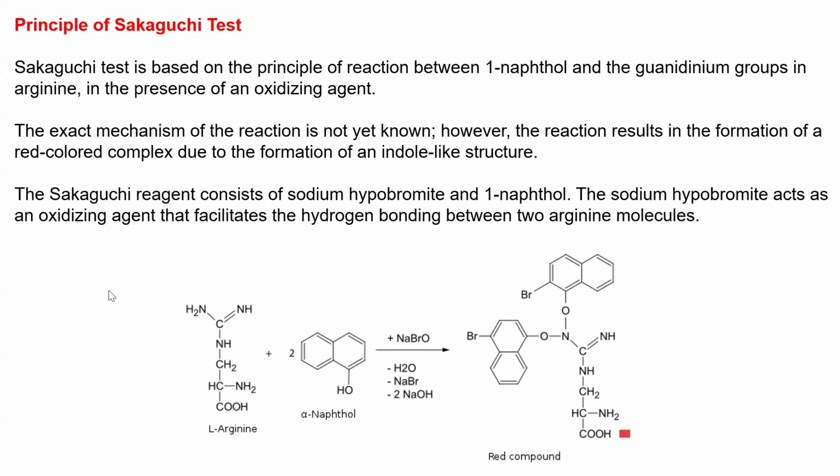So the Sakaguchi's reaction consists of hypobromite and 1-naphthol. And of course, the sodium hypobromite acts as an oxidizing agent that facilitates the hydrogen bonding between the two arginines. So you have the arginine and you have alpha naphthol. So two molecules of alpha naphthol react with a guanidinium group of the arginine in the presence of sodium bromide, water, sodium bromide, and hydrogen peroxide. Then it will now form a red-colored complex.